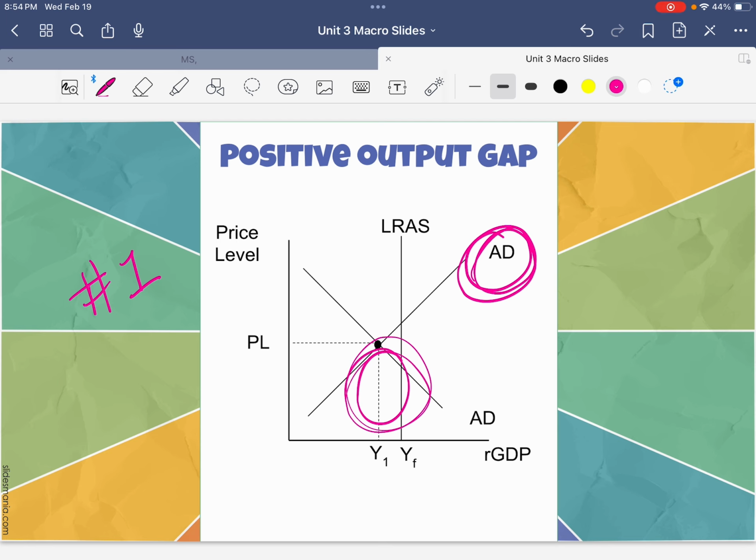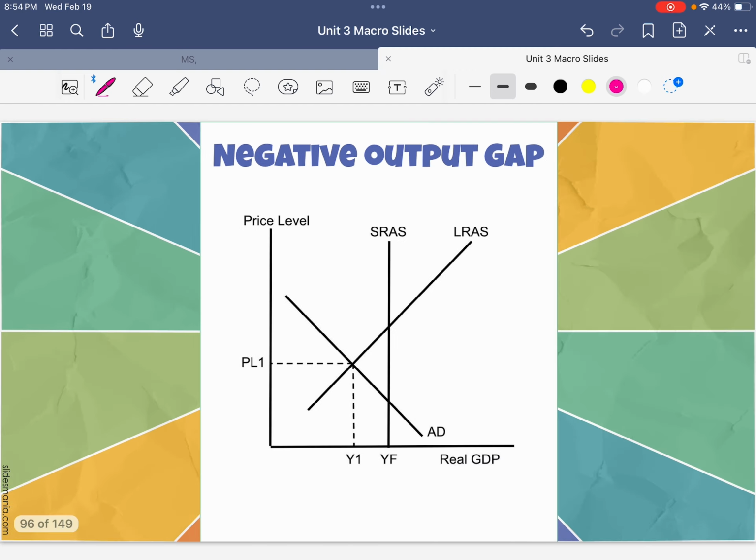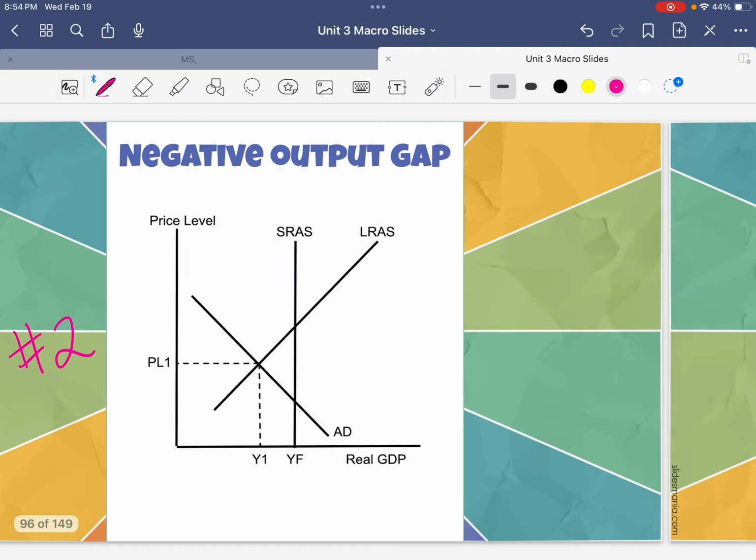So I'm going to show you these things. You can pause the video. You can go answer it. You can write it down and put it in the Google form later. Doesn't matter to me as long as you do it. There's number 1. Here's number 2. Number 2 is showing a negative output gap. So what is wrong? Why is this not correct? You're going to tell me.